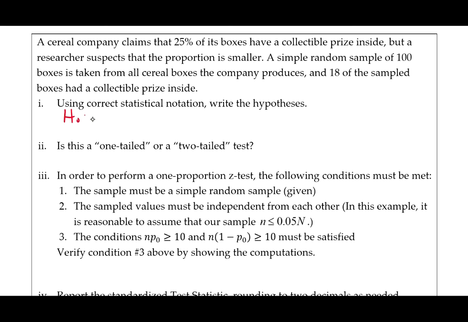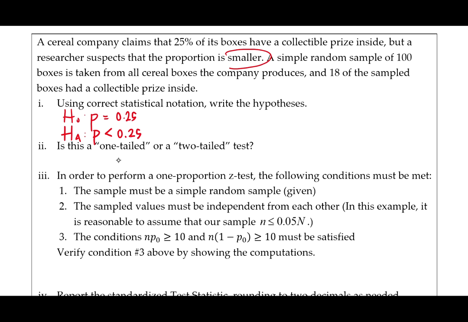The null hypothesis is that P equals this claim proportion of 0.25, and the alternative hypothesis is that P is smaller. Here's where it says that in the question. So less than 0.25.